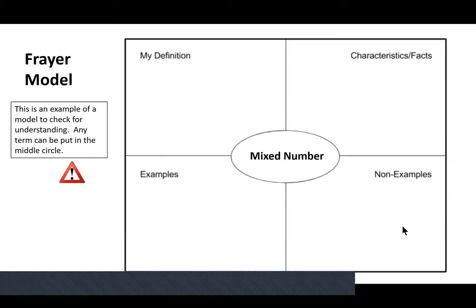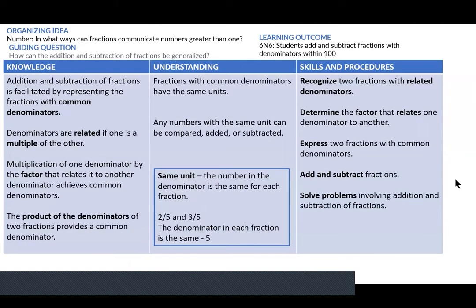A little Frayer model I use all the time with students. And again, you can use this with anything, and you can put anything you want there. Examples and non-examples are always a really good one to do, because then you can check for that understanding, and you can change characteristics or facts, or you can put real life examples where you see them in context. But you can use the Frayer model for anything, and just change the vocabulary in the middle.